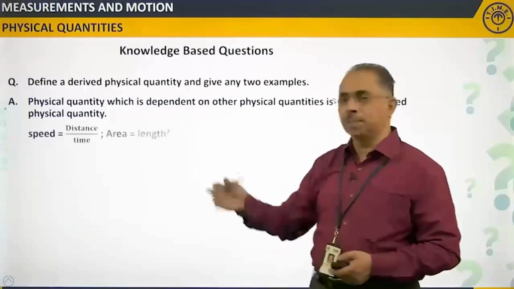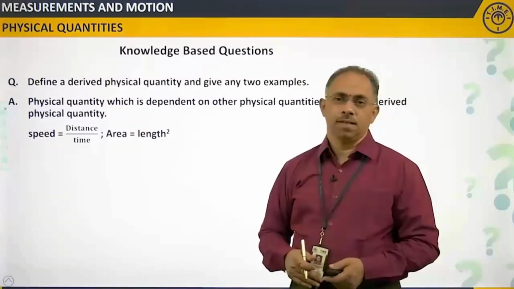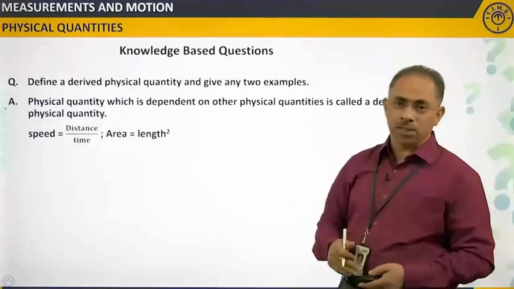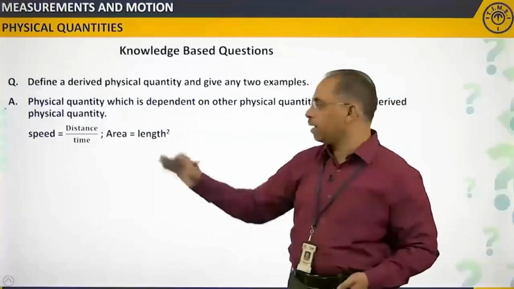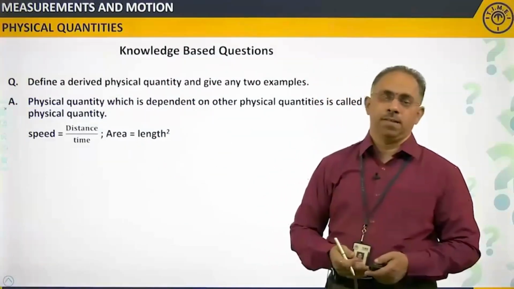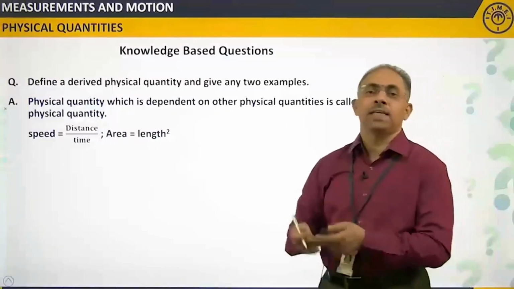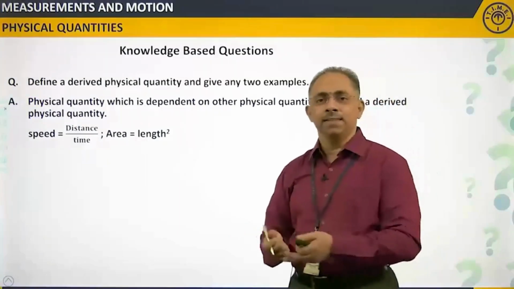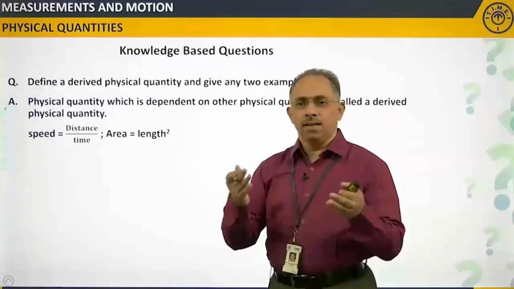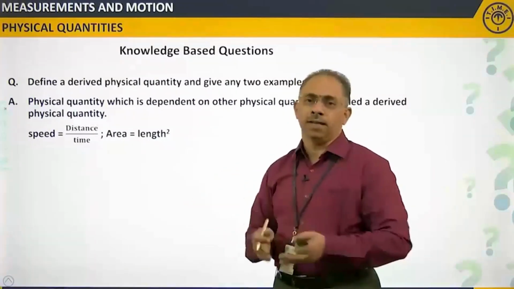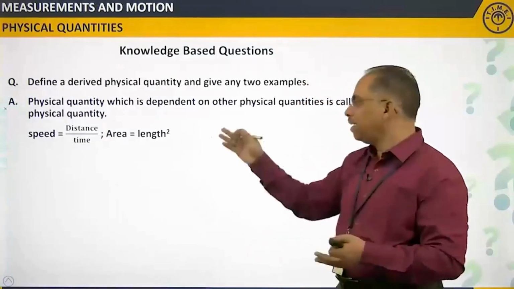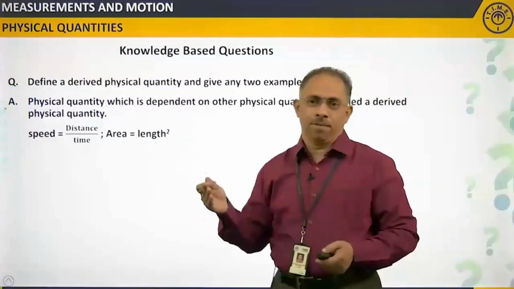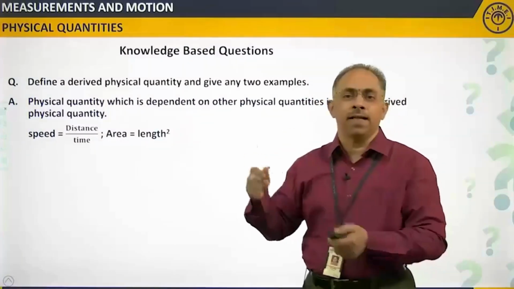Let us take some examples. Speed is distance divided by time. Area is length into breadth actually. Breadth being a length, we can write area as length square. Similarly, if I take another derived physical quantity, say volume. Volume is area into height. Height is again length. So, I can express volume as area into length. So, it will become length cube. Length into length into length. If I multiply 3 times, then I'll write the power as 3.